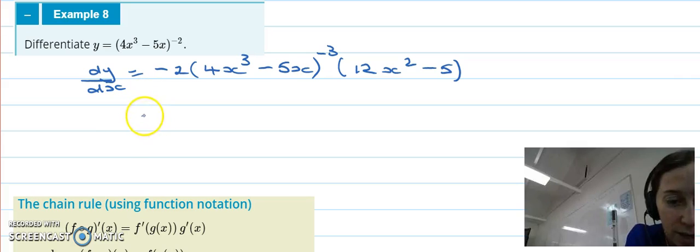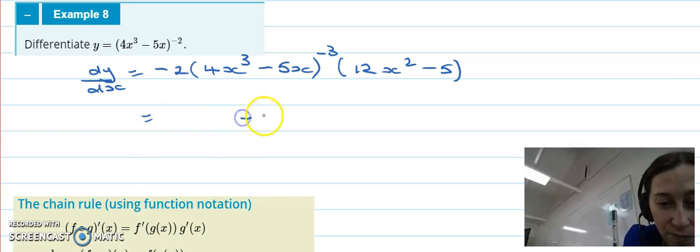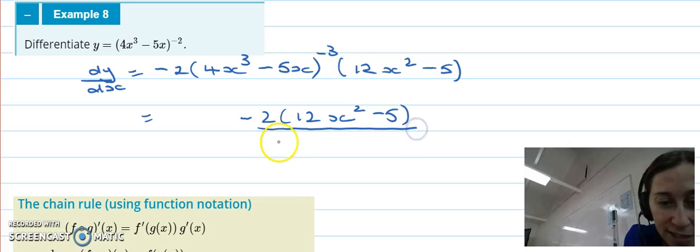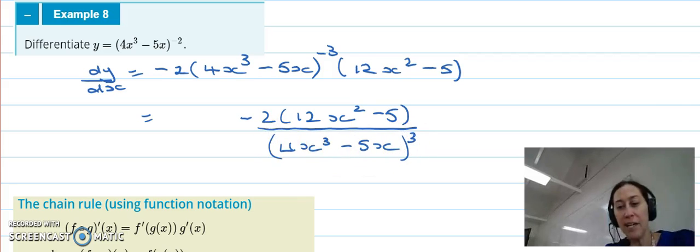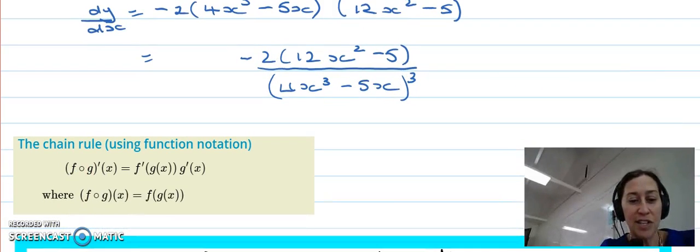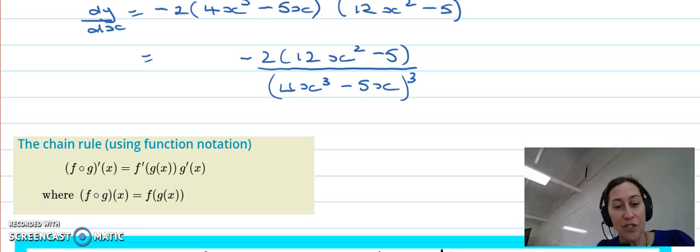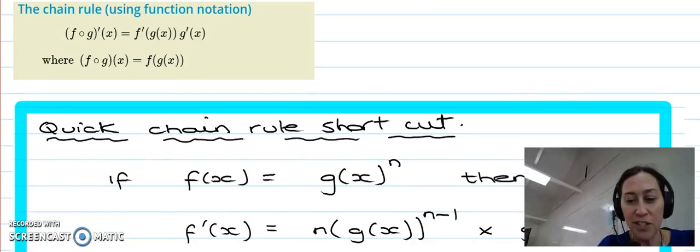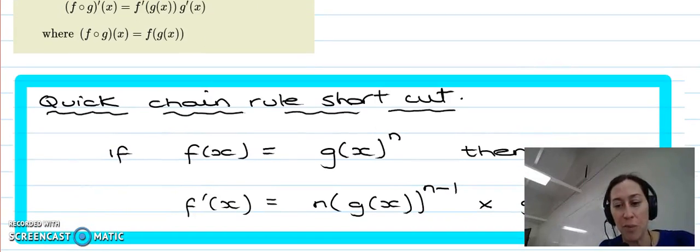Alright, so that needs a bit of tidying, so let's tidy that one up. We get negative 2 times (12x squared minus 5) as the numerator, and on the denominator is (4x cubed minus 5x) all to the power 3. Okay, now here I've just solidified that relationship, f of g dash, so obviously that's the shorthand of the chain rule. I prefer to write it like this. I just copied that from the textbook.